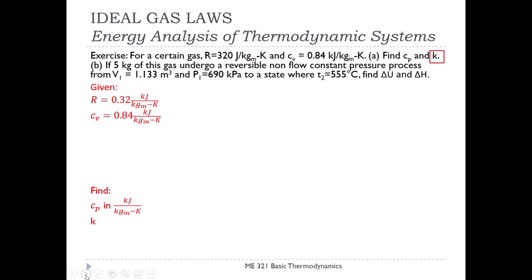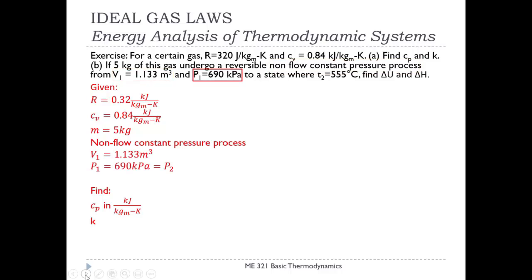In the next sub-question, we are also given the mass of the gas, and it is said that this constitutes a non-flow system in which a constant pressure process is performed. The initial volume of the gas is also given, along with its initial pressure. Now, since we know that the process occurred under constant pressure conditions, the initial pressure is also equal to the final pressure. Lastly, we're given the final temperature of the gas. From this given information, we need to find the change in internal energy and the change in enthalpy of the gas in kilojoules.